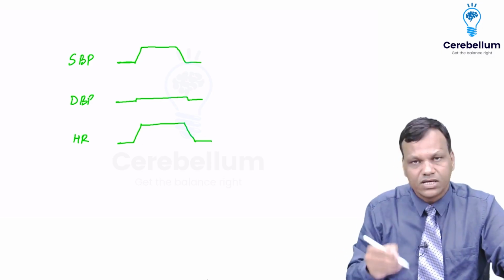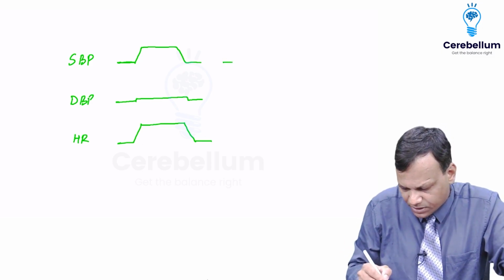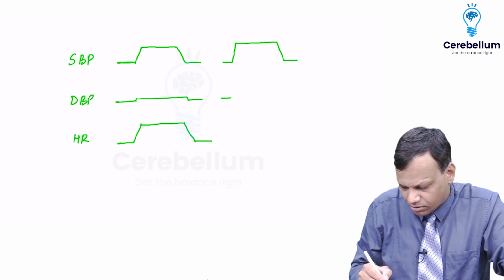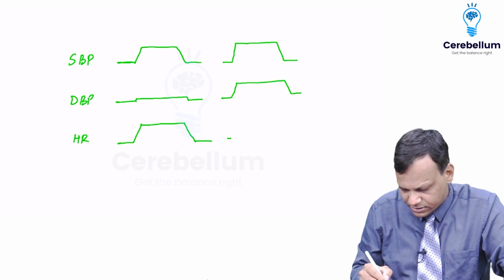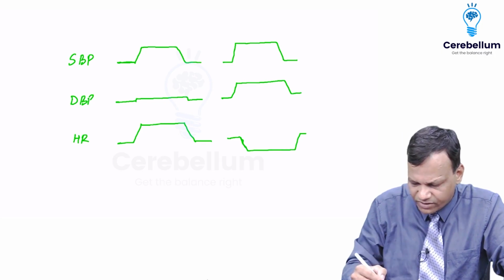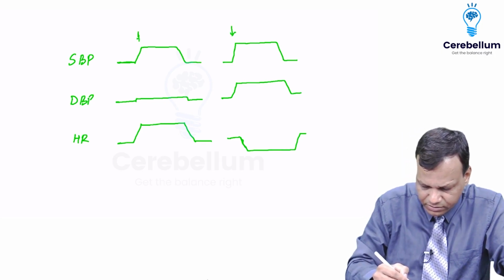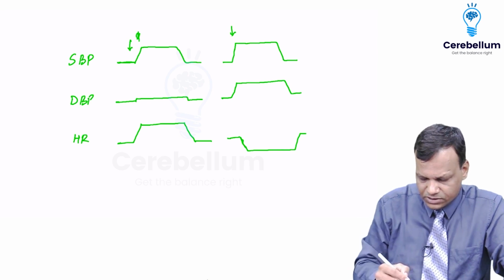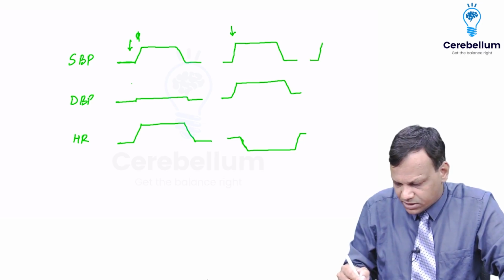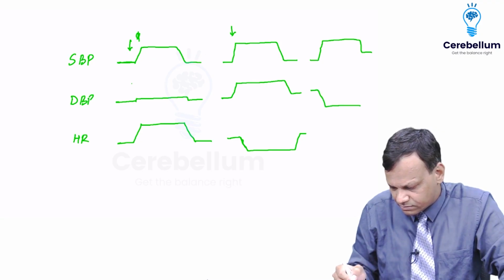So I will make 3 graphs. This is one. The second is systolic BP increases like this. Diastolic BP also increases like this. And heart rate decreases like this. So this is the time where we give the drug. Okay. Now the third graph is systolic BP increases like this, diastolic BP decreases, and heart rate increases.